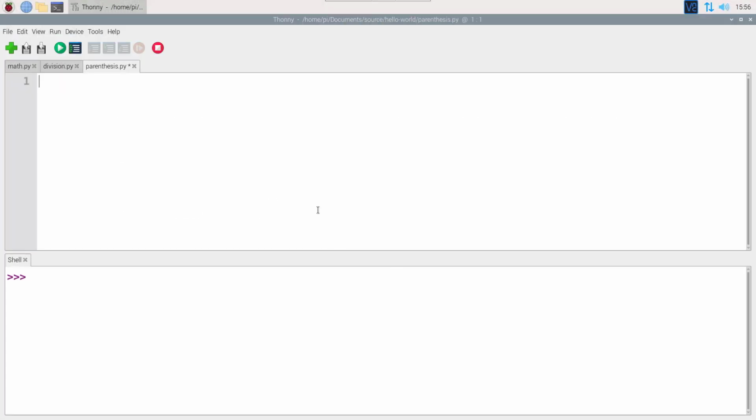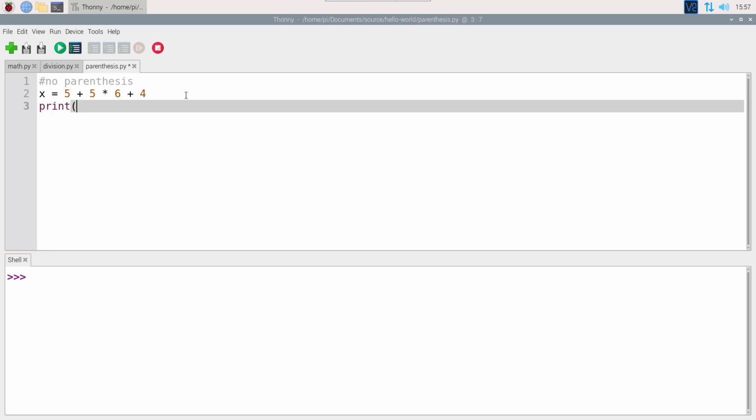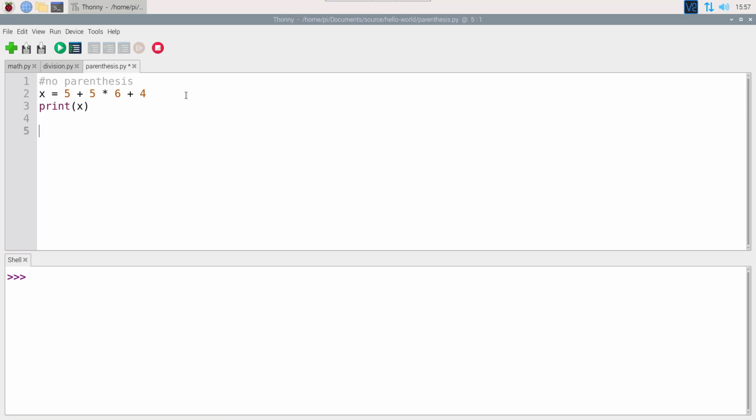Okay, let's first start with a comment here in Thonny, and I'm going to start with no parentheses because I want to modify what I calculate by adding parentheses to it. So let's do x equals 5 plus 5 times 6 plus 4. In this case, I'm going to be doing multiplication first. It's going to multiply these two together and give me 30, and then I'm going to add 5 to that, 35, and then add 4 to that, so I should get 39. So print x, and I should expect 39 as the output. Let's go ahead and run that just to validate it, and everything is as expected.